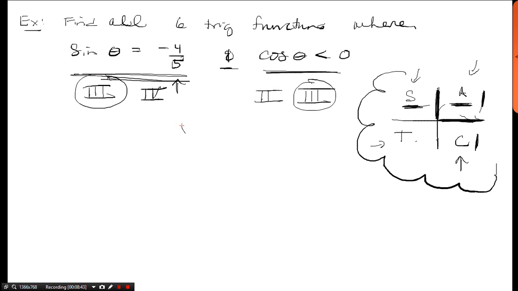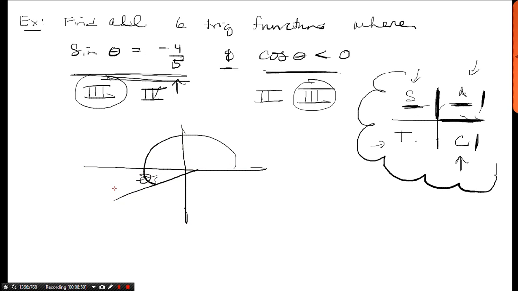So that means that our terminal angle theta will stop here somewhere, and this is theta, and it creates this triangle. And we have this point here. Now we know something special. We know that the sine of theta is negative 4 over 5. So let's think about this. If the sine of theta equals negative 4 over 5, right?